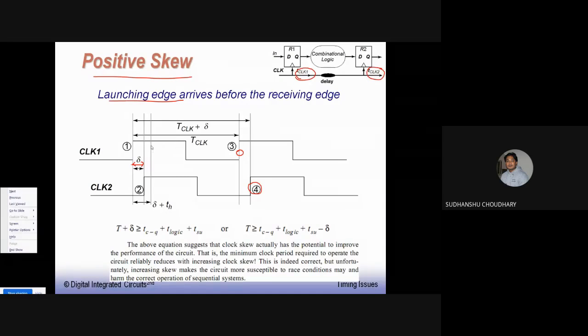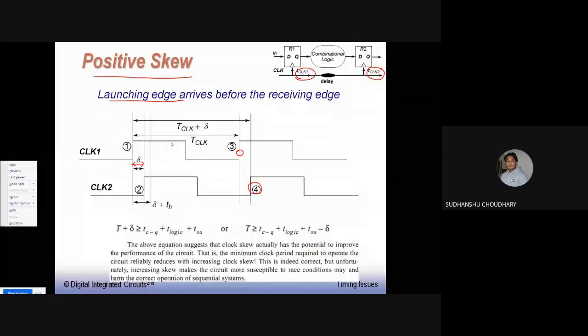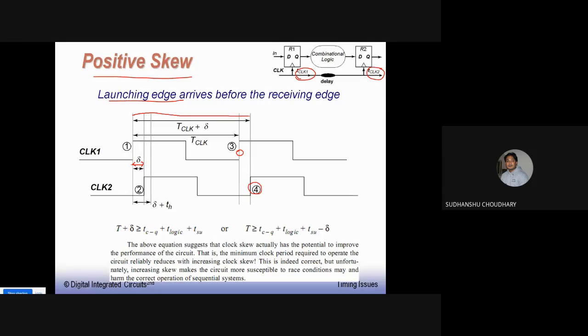Earlier the total clock period, from 1 to 3, was T clock. Now because of this positive skew, the data will be present here at the output only after this much time, that is T clock plus delta. So after T clock plus delta time, the data is processed by register number 2.